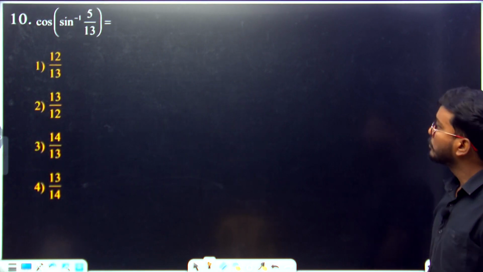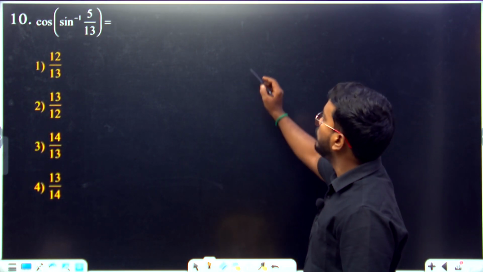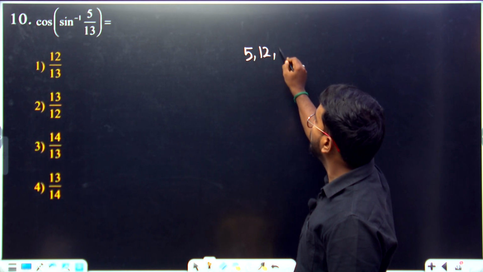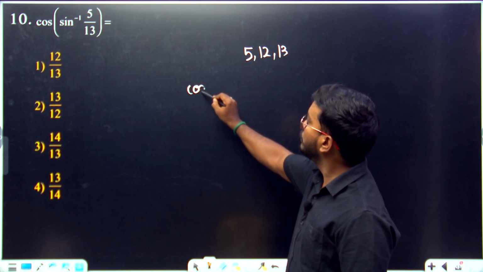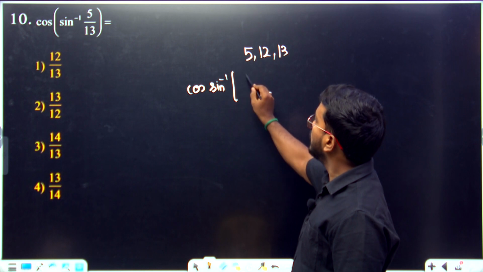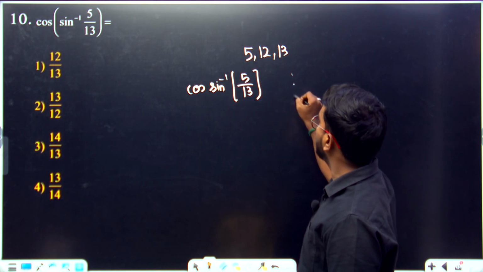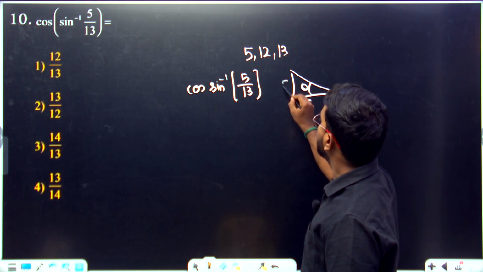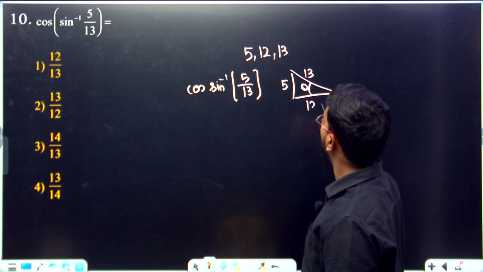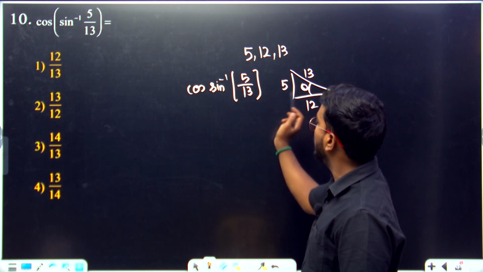Final question. Final question is again a triplet form 5, 12, 13. Inside we have sine inverse of opposite divided by hypotenuse. This is opposite, this is hypotenuse, so adjacent will be 12. From the triplet we can write directly 12.